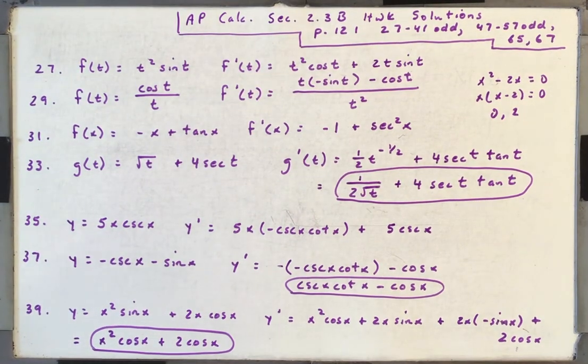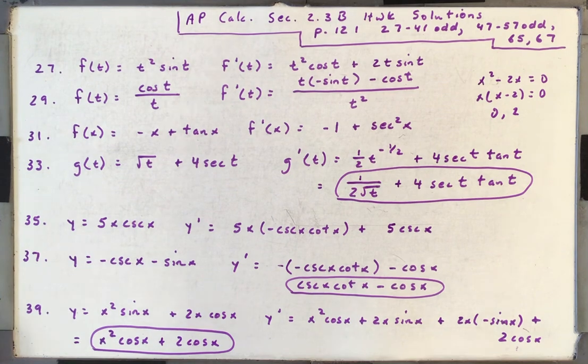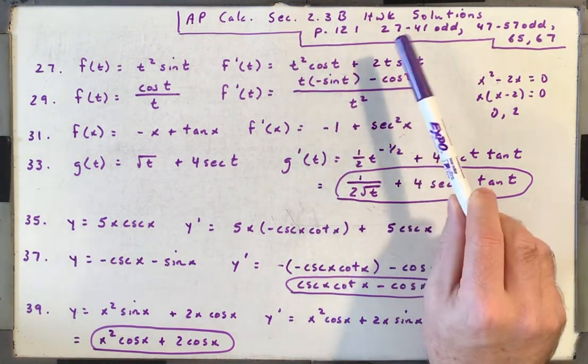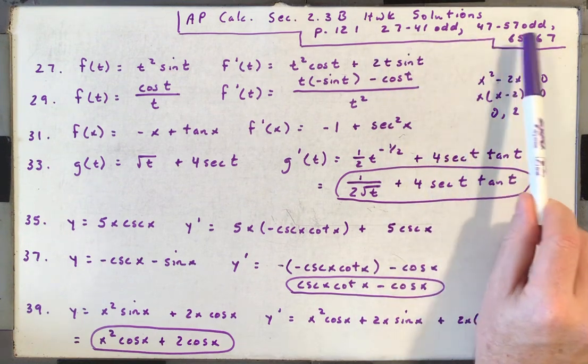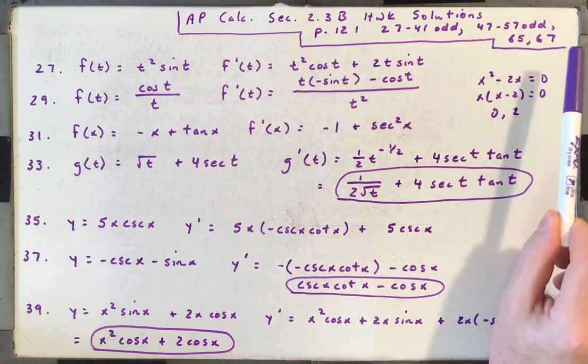Welcome to the solutions video for AP Calculus section 2.3b. We're on page 121. We're going to do 27 through 41 odd, 47 through 57 odd, 65 and 67.